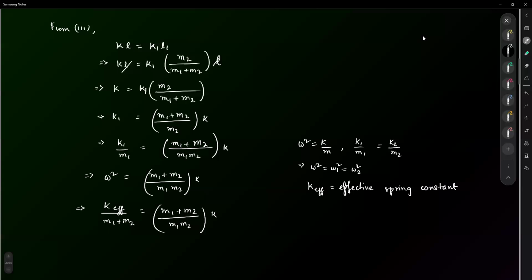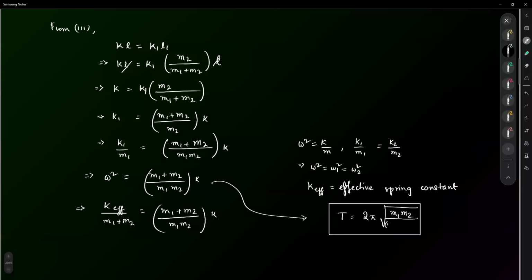So from this equation, can we get a formula that T is equal to 2 pi root over M1 M2 by M1 plus M2 into K? Yes, sir. Fine. Now, this was our situation here.